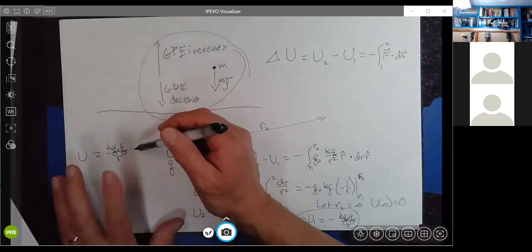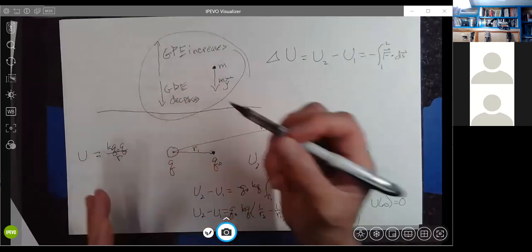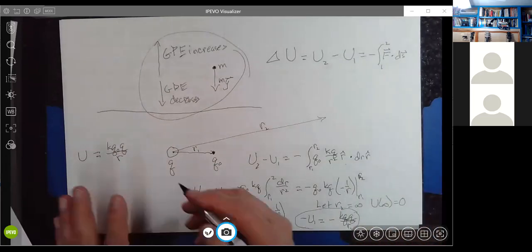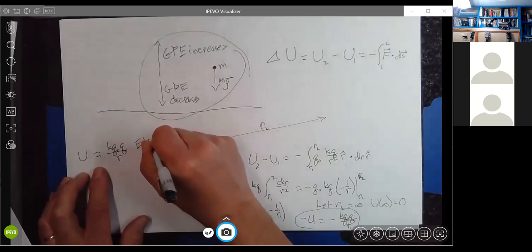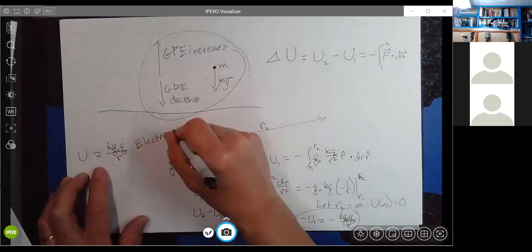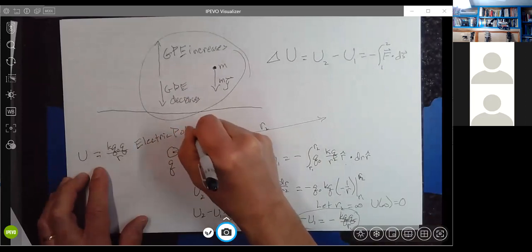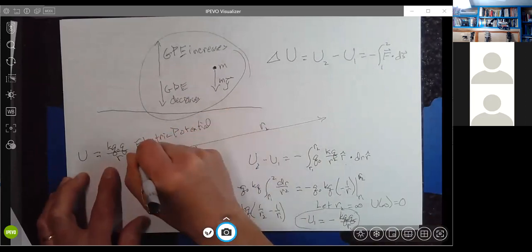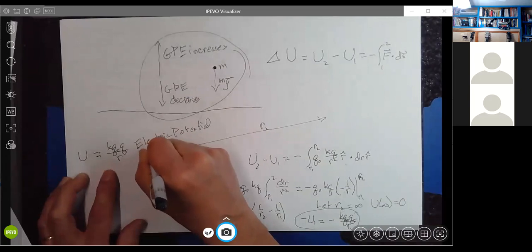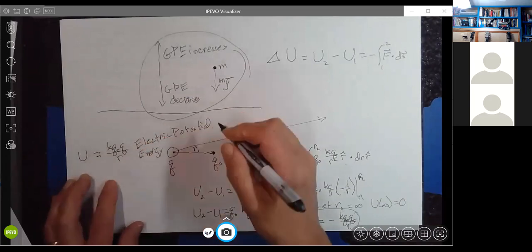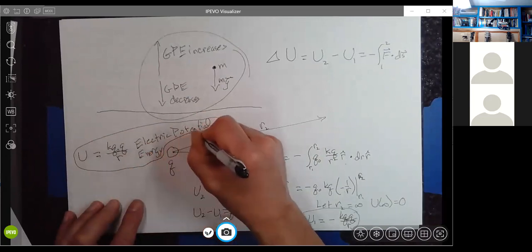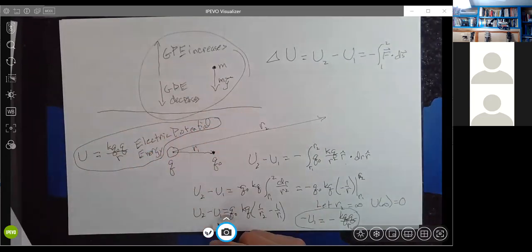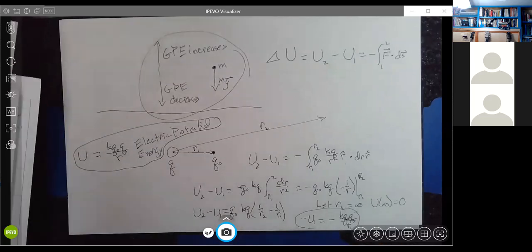Okay, well, let's see. We can use that to do something. By the way, this is electric potential energy. We have to be careful with how we word things, because we're shortly going to be looking at more complicated situations.